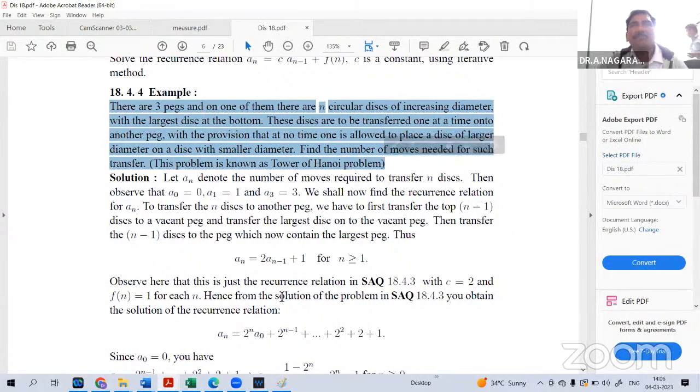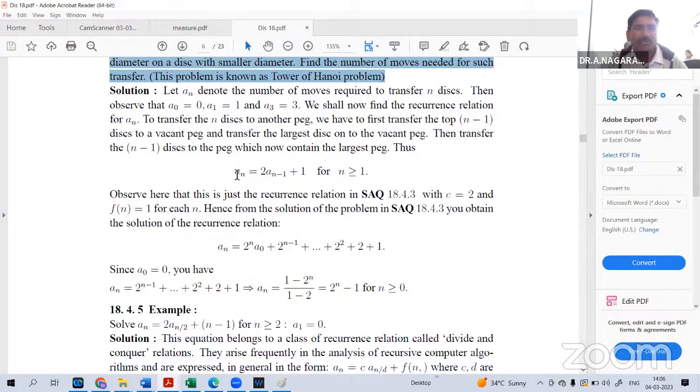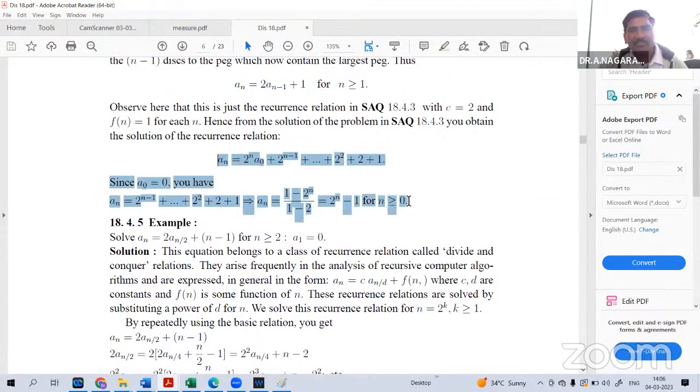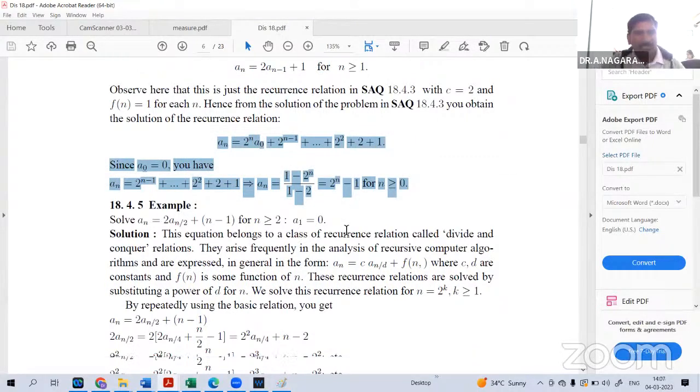It means that one theoretical problem, the nature of the problem, is converted into a mathematical problem. That conversion is explained clearly: a_n = 2 times a_{n-1} + 1. So here we can solve by using geometric progressions, and we directly get the solution.